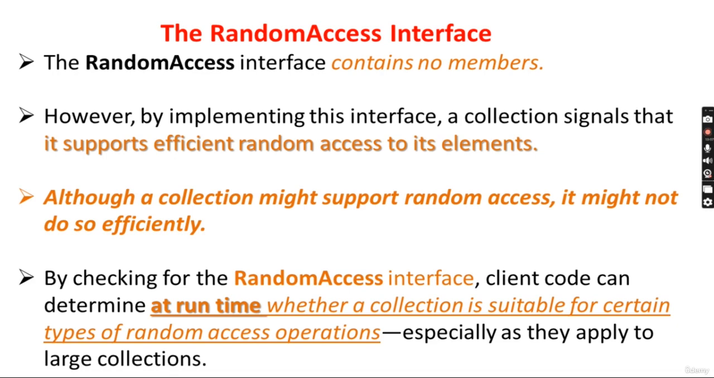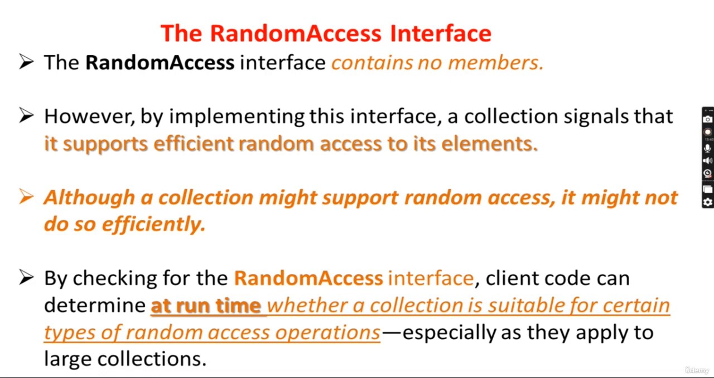The RandomAccess interface. The RandomAccess interface contains no members. By implementing this interface, the collection signals that it supports efficient random access to its elements. So whenever a collection implements the RandomAccess interface, it is telling you that it supports efficient random access to its elements. Although a collection might support random access, it might not do so efficiently. It seems to be simple, but it is not actually efficient.